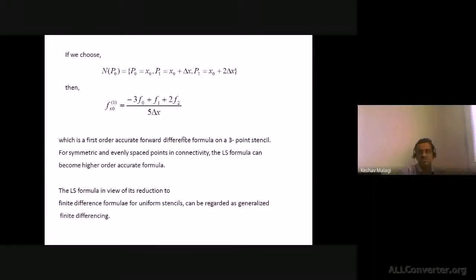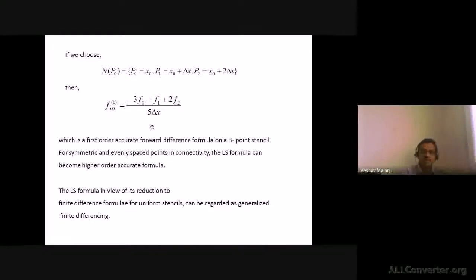So if we choose only the points on the right side of the point P naught, we can see the 3-point stencil first order formula you will get. If you have a 3-point stencil, the first order formula will be given by this. If you plug in the earlier approximation of fx, given by these 3 points as the connectivity neighbors, you will get fx, which will be this.